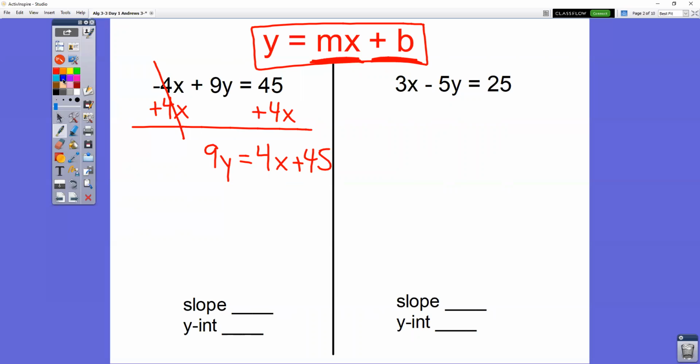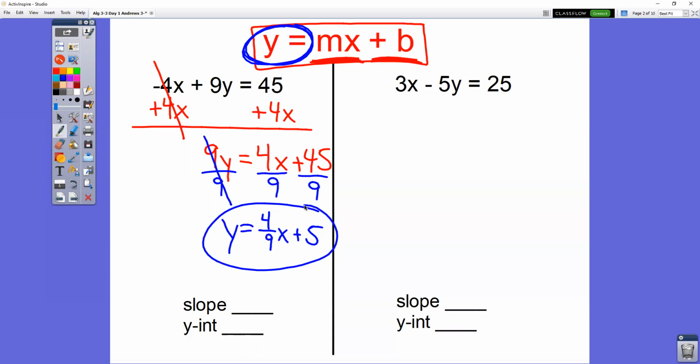Now I have 9 times y. The opposite of times is to divide. So to get that y all by itself, I'm going to divide by 9, divide by 9, divide by 9. These 9s cancel out. Now I have what I was trying for. I have that y all by itself, just like here. You can leave your slope, the number in front of the x, your rate of change, as a fraction. So I'm going to leave that as 4/9 x. And now 45 divided by 9 is positive 5. So I'm going to write plus 5.